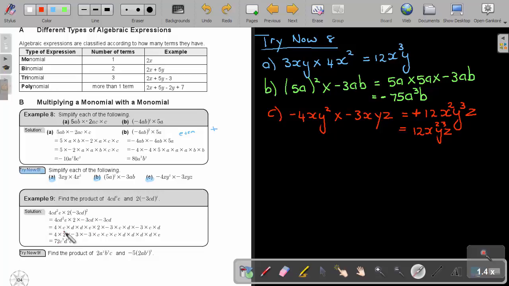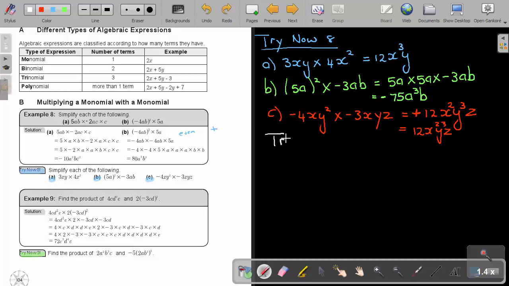And then you can look how many C's. Okay, let's see, there's just C's and D's. So C is 1, 2, 3, so it's C to the power 3. D, 1, 2, 3, 4, so it's D to the power 4. And then E, it's just 1, so it's just E. Try now 9. And as soon as you are finished, you can continue with the video.